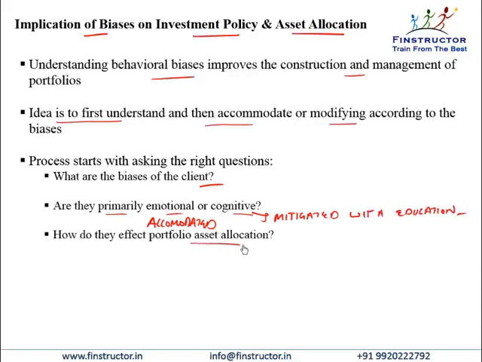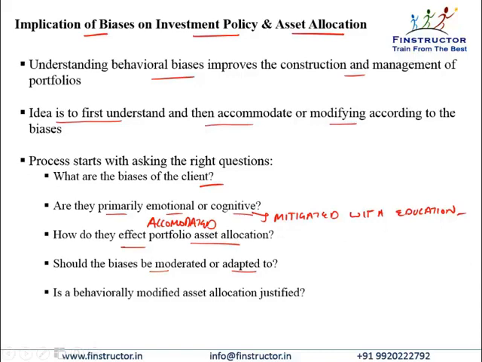How do they affect the asset allocation? Or what is the client saying? Is he refusing to sell his house? Or does he want to over-concentrate the portfolio in risky stocks because he's overconfident? So how is the bias affecting the asset allocation? Should the biases be moderated or adapted to? That is, again, should we accommodate, or should we educate and mitigate the bias? Is a behaviorally modified asset allocation justified? What a behaviorally modified asset allocation is, we'll study very soon. And finally, what are the quantifiable modifications that we can bring into the portfolio because of these biases?